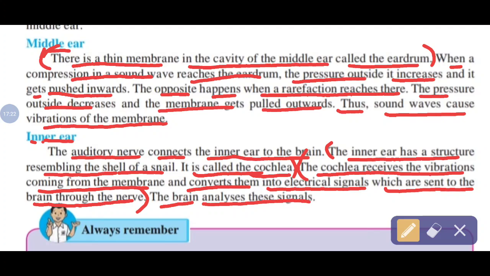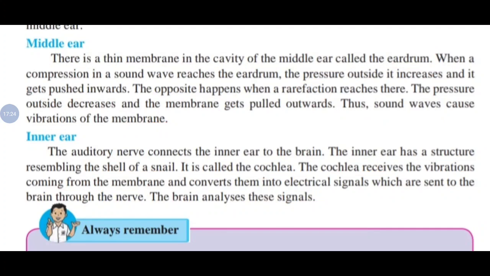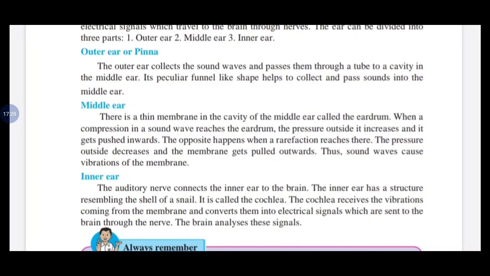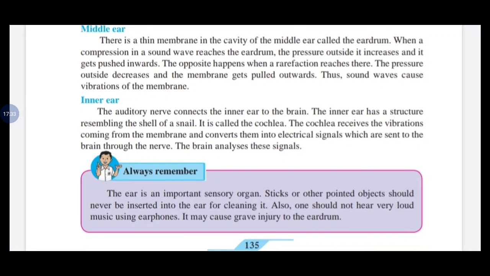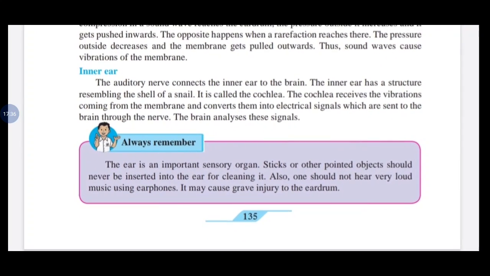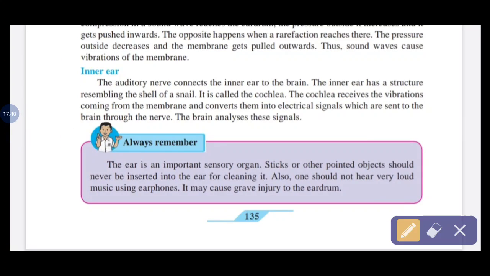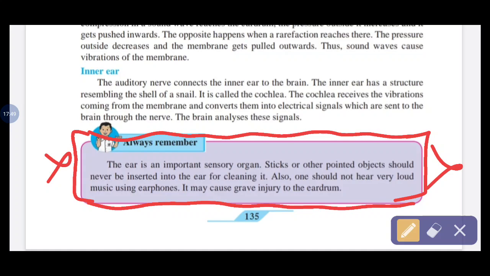Clear, all of you? So this is the explanation of all the 3 parts of the human ear, that is outer ear, middle ear and inner ear. This last paragraph is omitted from our syllabus. Always remember, this part is omitted, not asked in the exam. All are getting? But if you are interested, then see what is given.